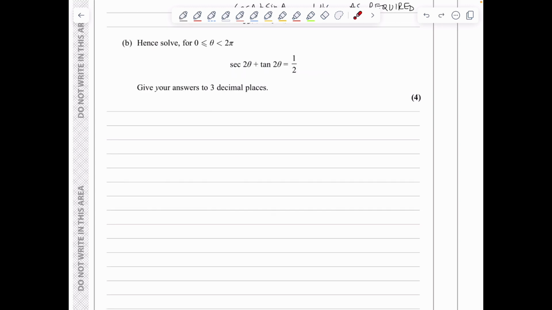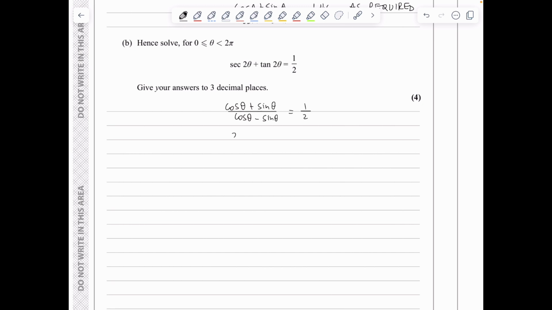In part B, we are asked to solve for theta between 0 and 2 pi. Sec of 2 theta plus tan 2 theta is a half, giving our answers to 3 dp. And the word hence here means that we have to use the result from part A, otherwise we will score 0. Well, we can see that sec of 2 theta plus tan 2 theta is simply cos theta plus sin theta over cos theta minus sin theta, and this is equal to a half.